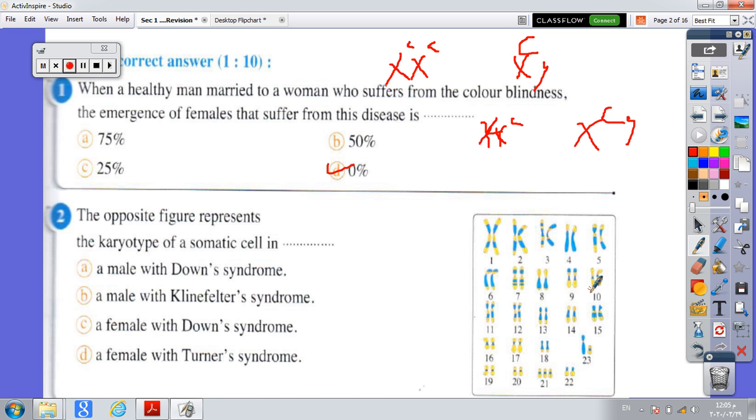In the opposite figure, who can tell me what this is? It is the karyotype. Karyotype carries the arrangement of chromosomes in descending order of one somatic cell. Who can tell me whether this karyotype is for male or female? Look at chromosome number 23. Is 23 a homozygous or heterozygous chromosome? It is a heterozygous chromosome, so it is male. While chromosome 21 carries 3 chromosomes, so it is a male with Down syndrome. Okay.